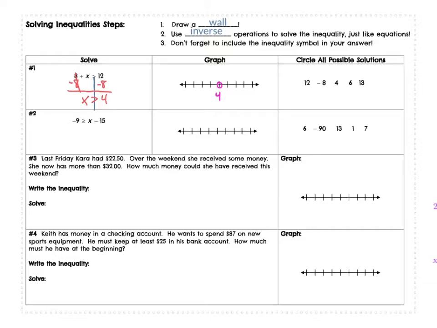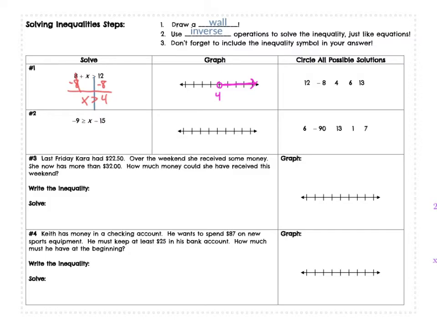So I'm going to go back and read my solution. It says x is greater than 4, so I know the numbers that are greater than 4 are going to be on the right-hand side. So I'm going to draw an arrow going to the right-hand side. Then I'm going to circle all my possible solutions. So I'm looking for things that are greater than 4.